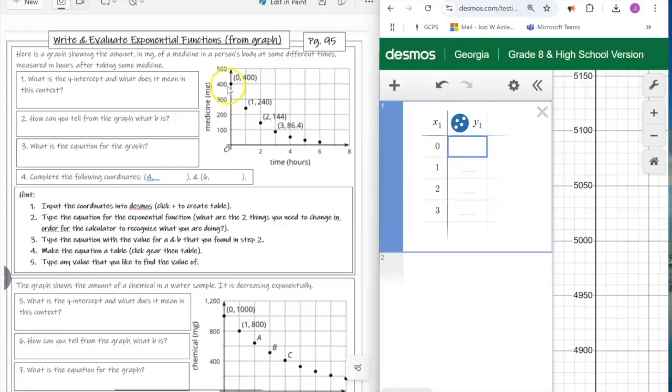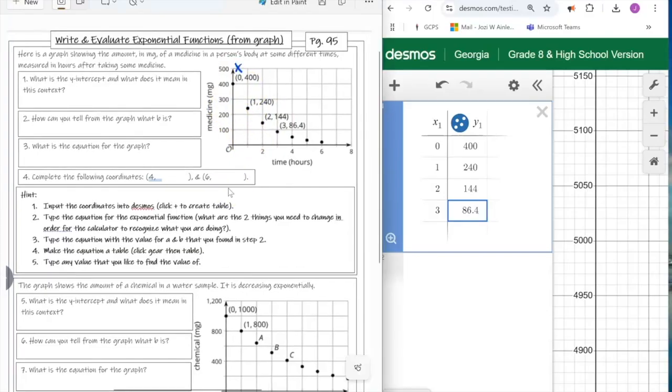All right, and at 0, it's 400. At 1, it's 240. At 2, it's 144. And then at 3, it's 86.4. So again, if they don't label the coordinates for you, you just go read your X and then your Y. So remember, your coordinates are always made out of your X and Y, so you can put them in a table. All right, so I've put in my table.